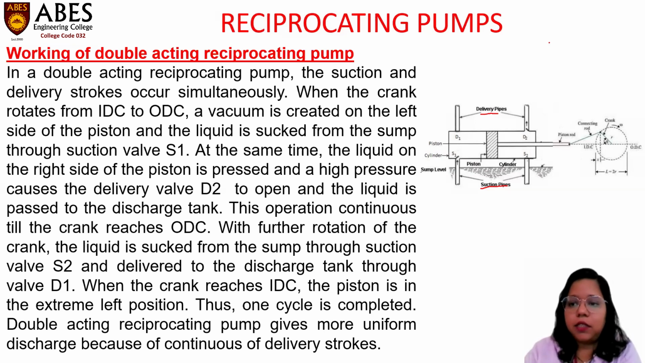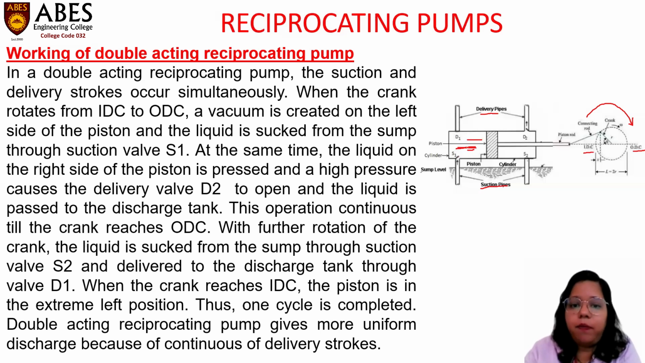When the crank rotates from IDC to ODC, a vacuum is created on the left side of the piston. When the crank rotates from IDC to ODC, 0 to 180, on the left side the suction of liquid takes place through the suction valve S1. S1 opens, and the liquid comes into the cylinder.